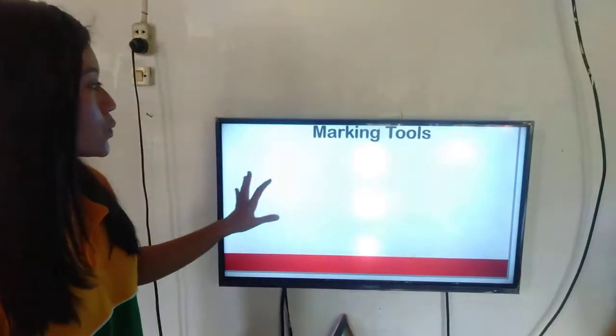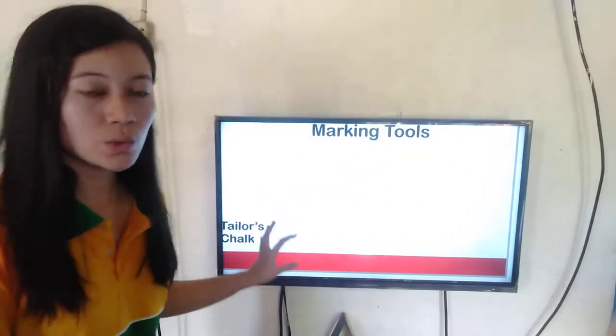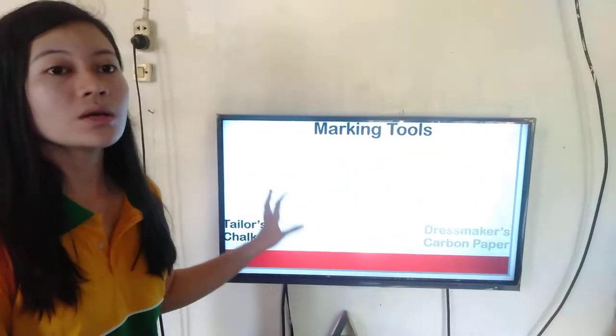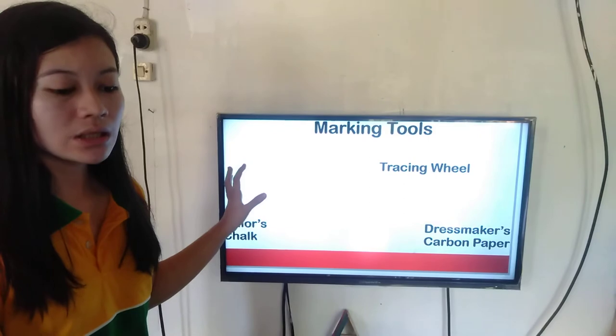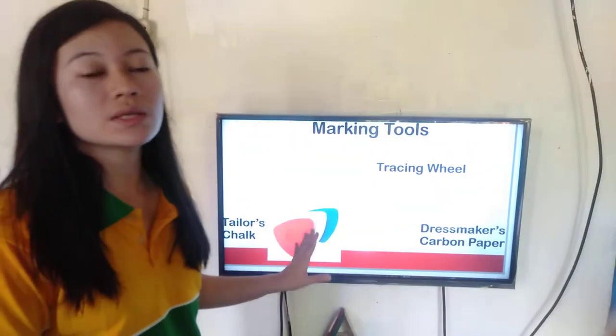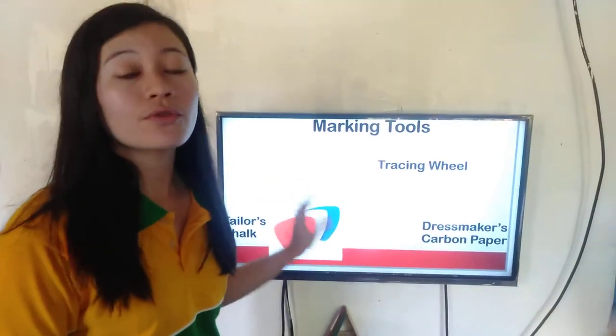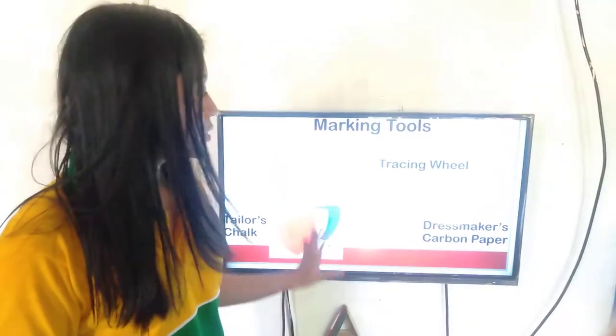Then for the third one, we have marking tools. In this classification, we have 3 tools, namely tracing wheel, tailor's chalk, and dressmaker's carbon paper. So tailor's chalk, this serves as a marker. We use this to mark our fabrics or sewing materials.